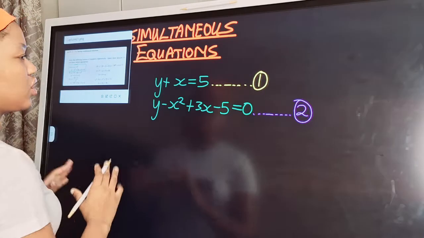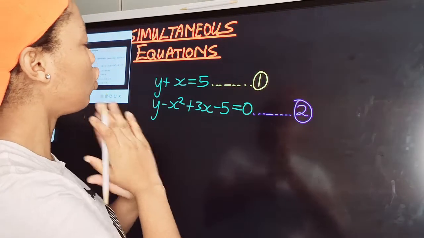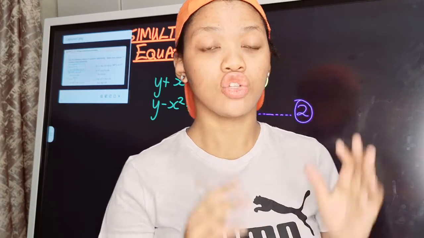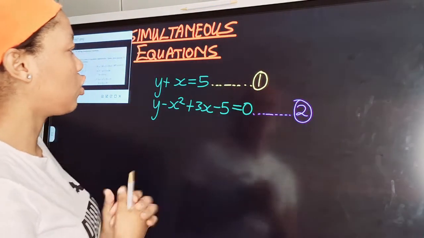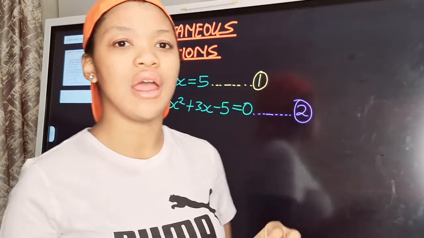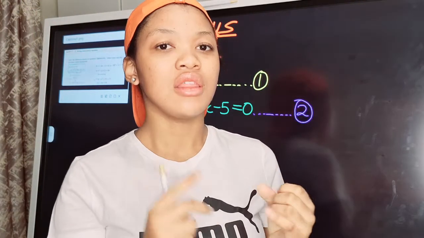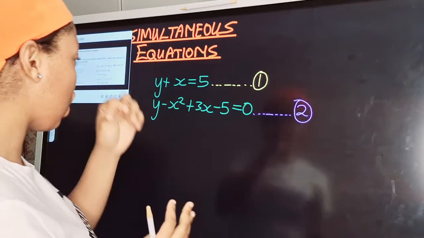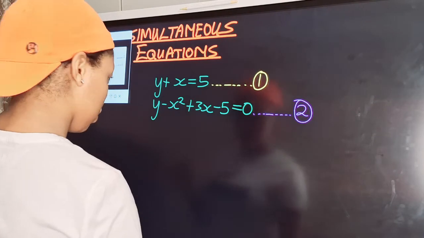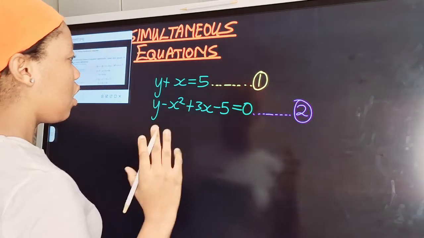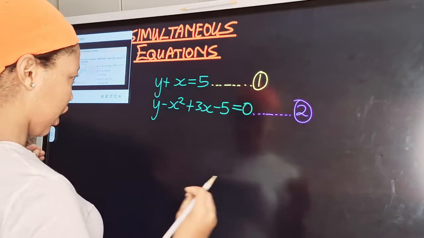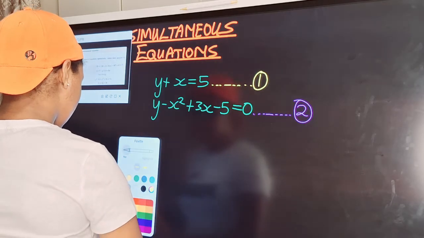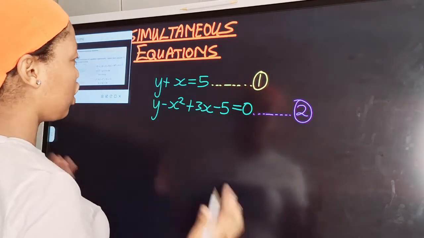So guys, with simultaneous equations, the first thing you must know is that you'll always get 2 equations, not more than 2. Then you solve them simultaneously using one of 2 methods. The first method is substitution, and the other is elimination. The one we're going to use today is substitution. How does the method of substitution work?